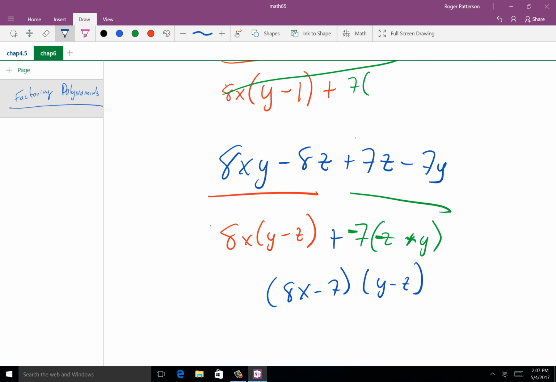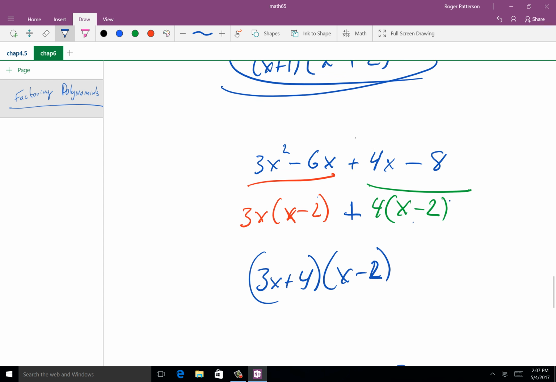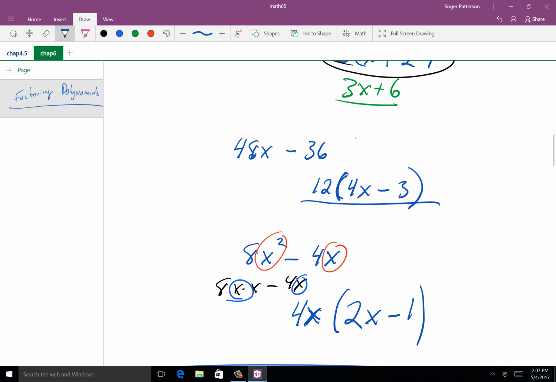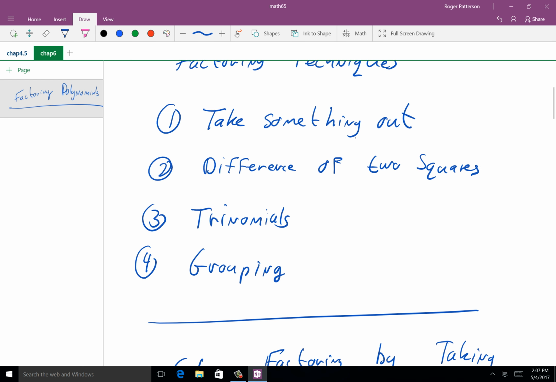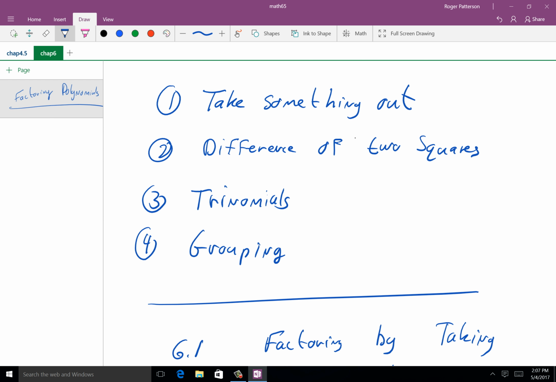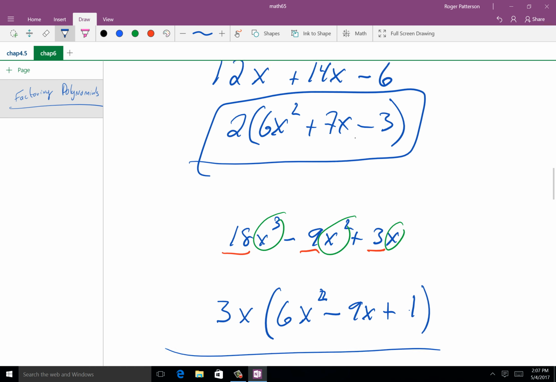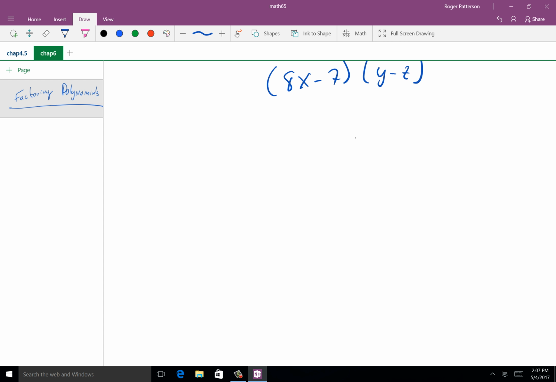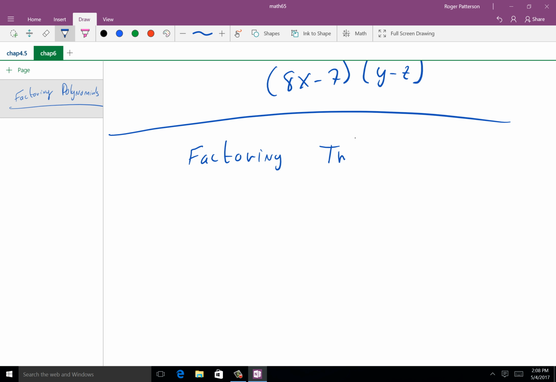Okay, so yesterday, back up here, I talked about the different types of factoring. That we're taking something out was what we did. Grouping was what I just showed you. And now I'm going to spend the rest of the time talking about trinomials. So let's go factoring trinomials.